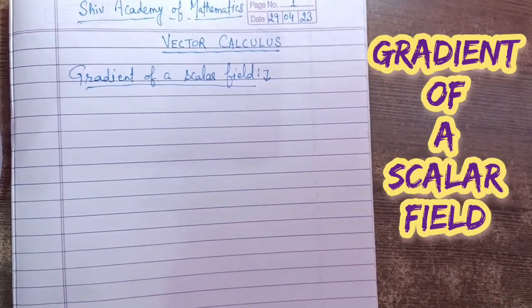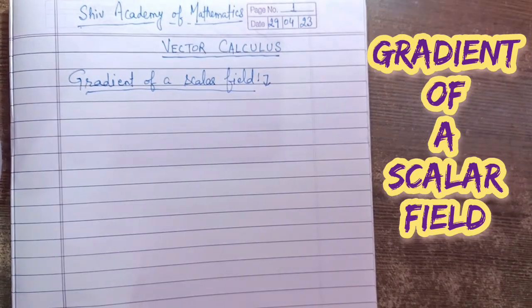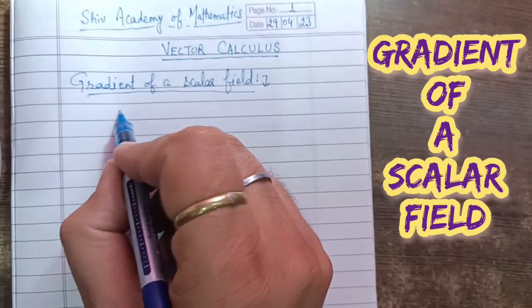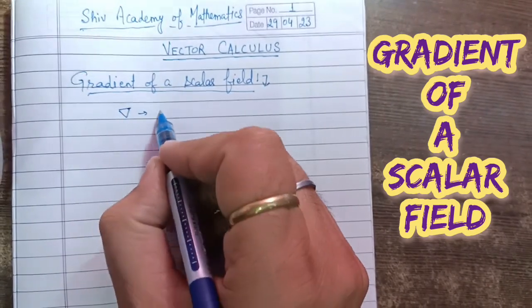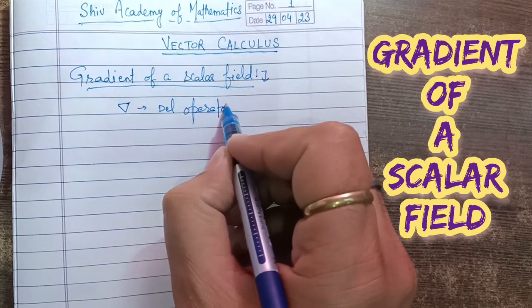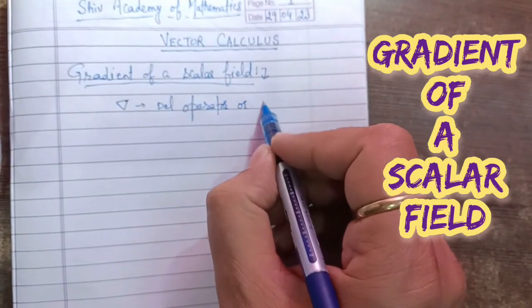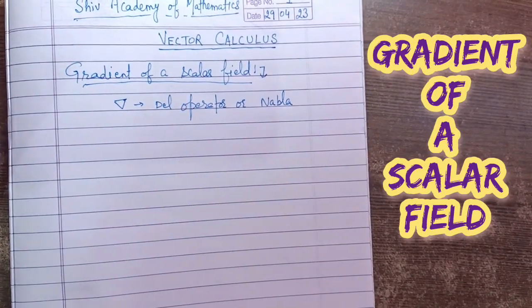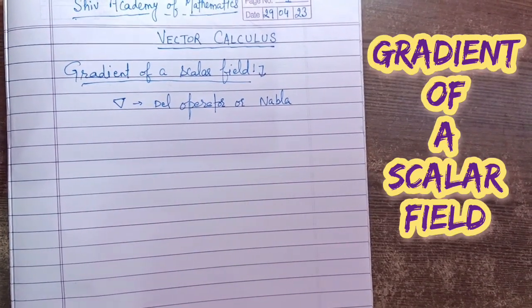सो ग्रेडियंट ऑफ अ स्केलर फील्ड के लिए आपको क्या करना है, कुछ ज़रूरी बातें हैं जो आपको सीखनी है। सबसे पहले इसमें एक डेल ऑपरेटर होता है, और व्हाट वी से इट एज नेबला (nabla). Another name for this del operator is what? Nabla.